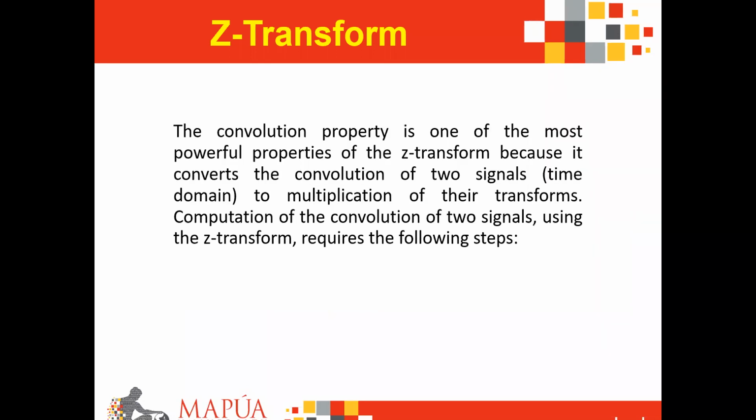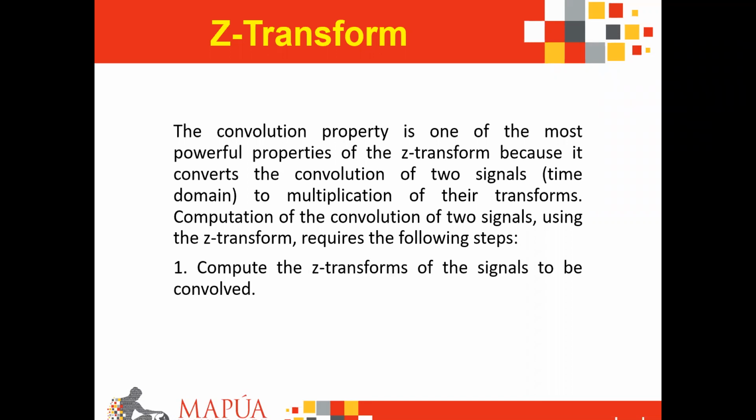By the way, you could also perform convolution on the Z domain. Pwede rin sa Z. Papakita rin natin yun later, no? Okay? So the convolution property is one of the most powerful properties of your Z transform because it converts the convolution of signals from the time domain, which is actually very difficult to do kapag naka-time domain, pero pagdating ng Z domain, you just multiply the transforms. Okay? And basically, these are the steps that we're actually doing.